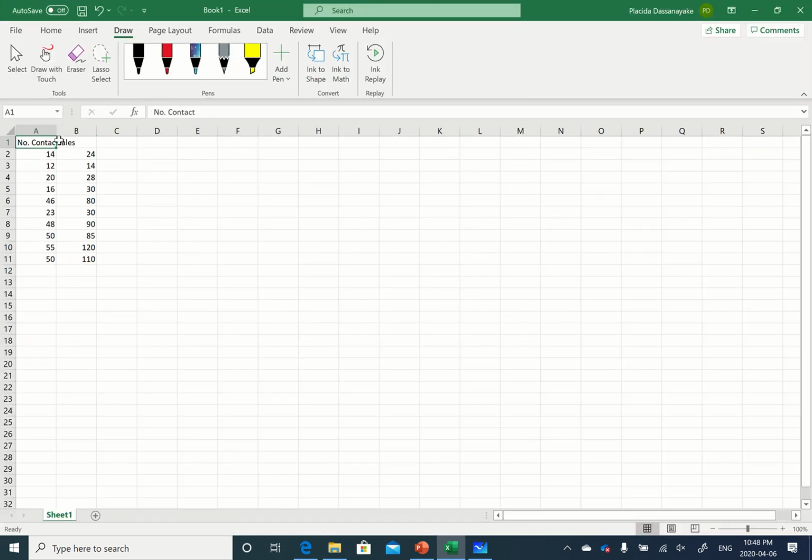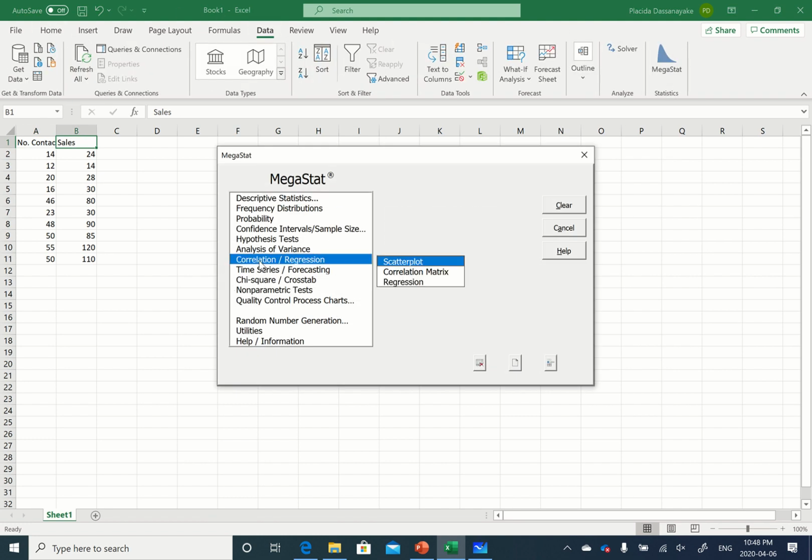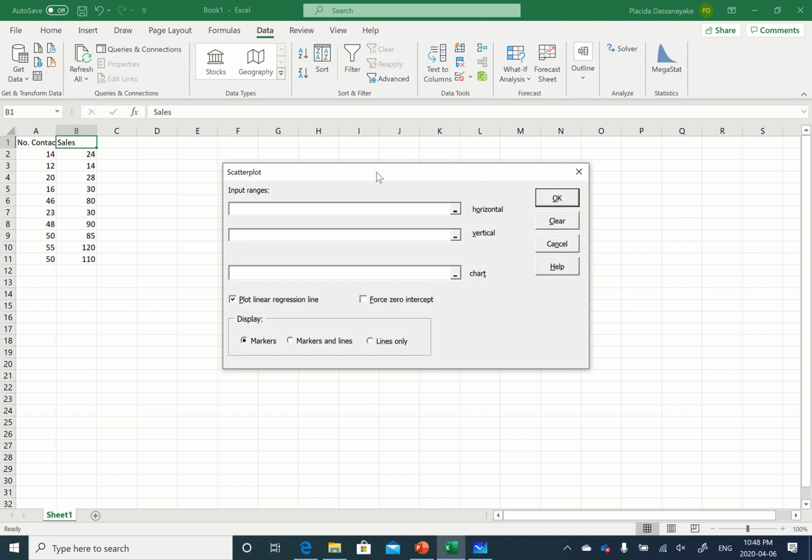Okay, right, so you have x versus y. Then we go to MegaStat, correlation and regression. So first I will show you how to get the scatter plot, then I will show you the regression output. So when you go to scatter plot, you need to provide what is your horizontal, meaning x variable, vertical meaning y variable, right?